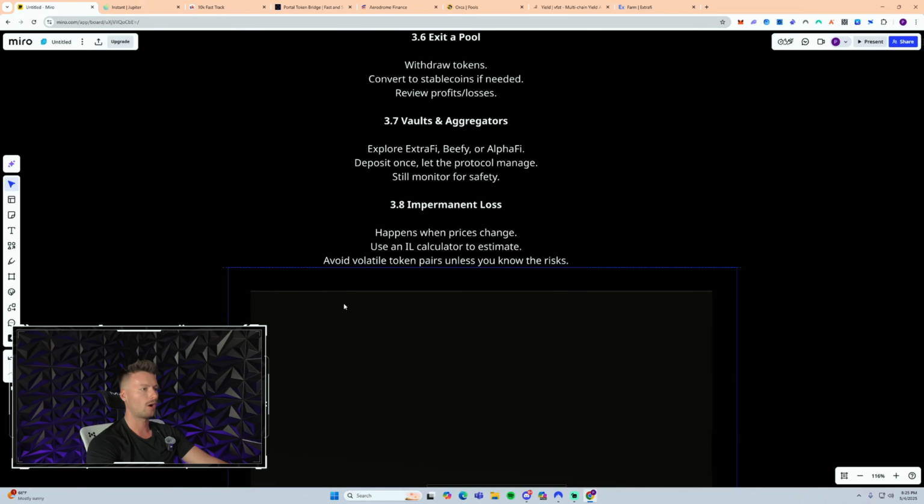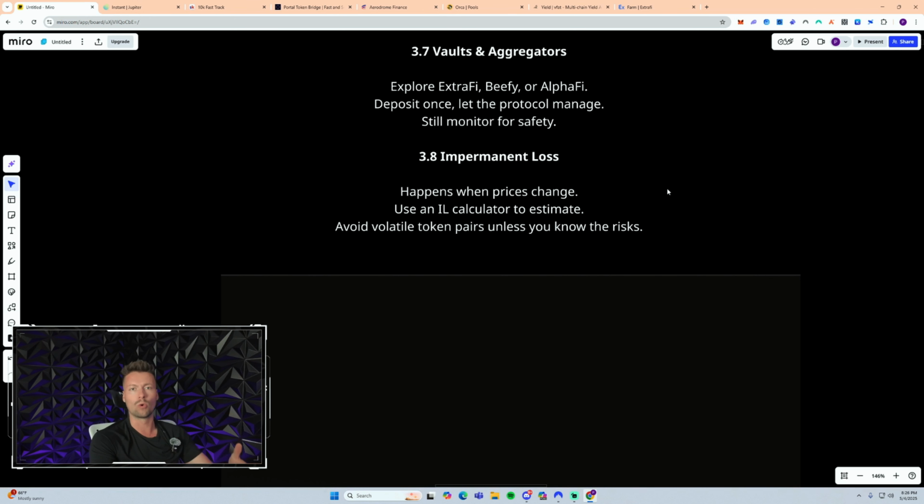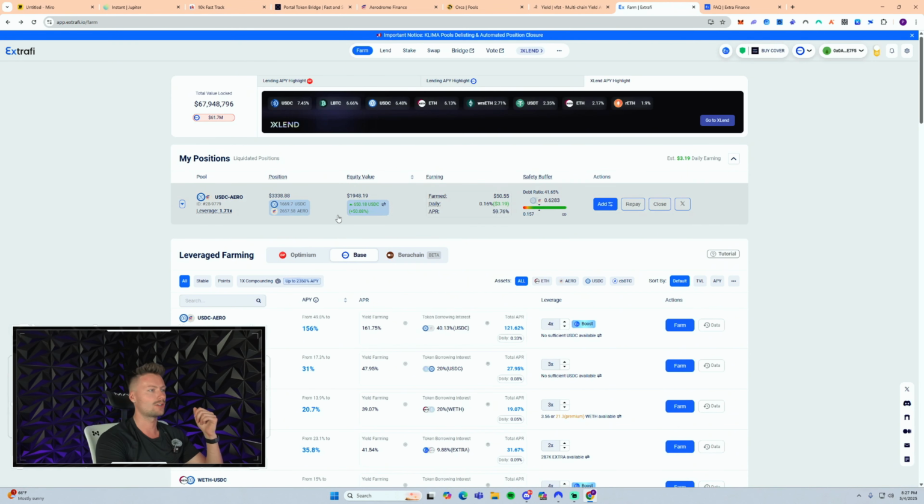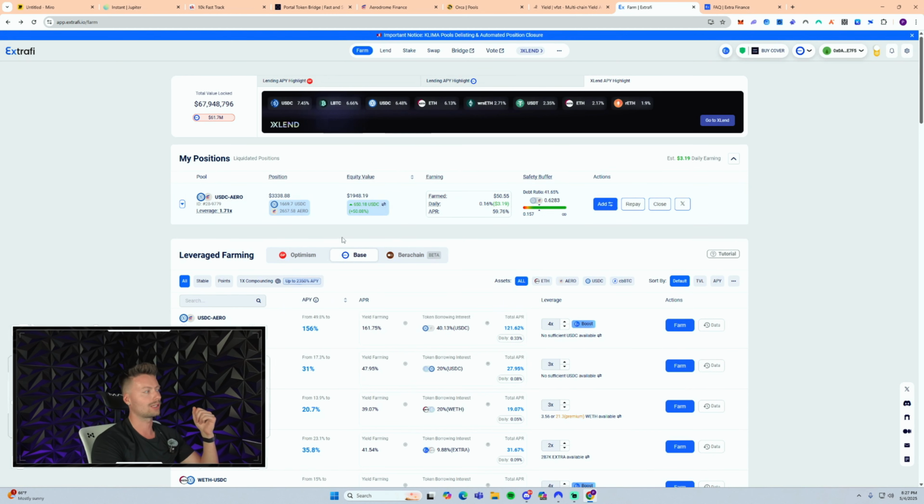Impermanent loss. Impermanent loss is essentially like your pool position would have been worth more if you would have just held the spot asset if price moves in X direction, right? So essentially you need to use a calculator to estimate. Some places will show you versus HODL, or versus just holding the actual token, if you'd be up or not. So a way I could explain this is over here, right? Like this USDC Arrow position I had here, I took leverage on, right?